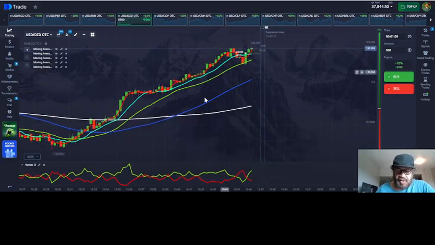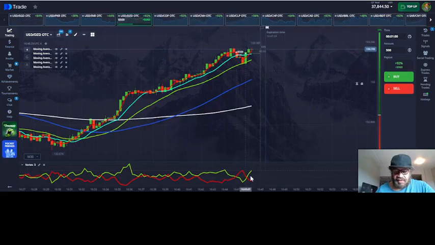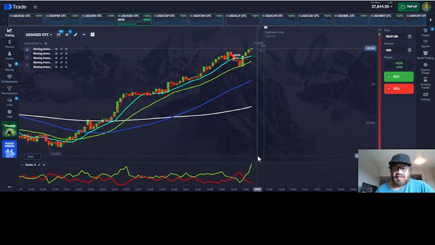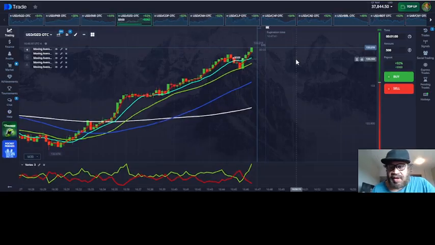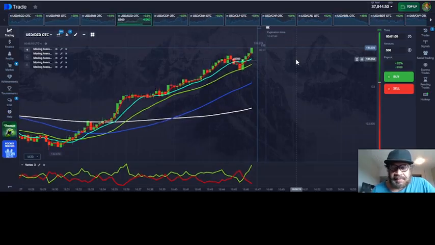All the lines are sloping upwards here. And then the vortex, the cross of the plus VI line and the minus VI line in an upward direction. So this suggests a bullish push to the upside here over the next 60 seconds. So let's monitor this trade and wait for the expiration.